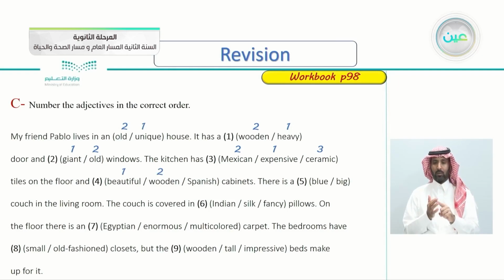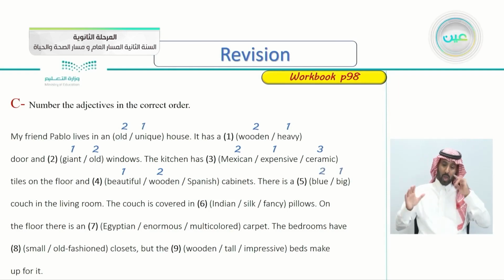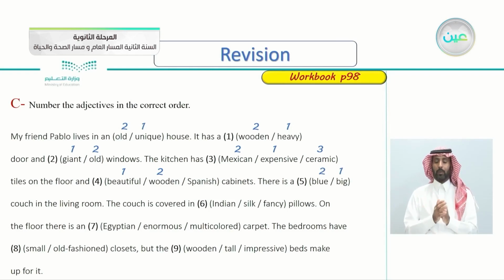So the kitchen has beautiful wooden Spanish cabinets. There is a blue big couch. So there is a big blue couch. So we begin with the size, then the color. There is a big blue couch in the living room.